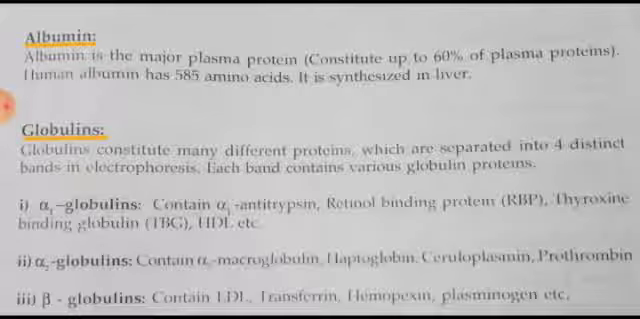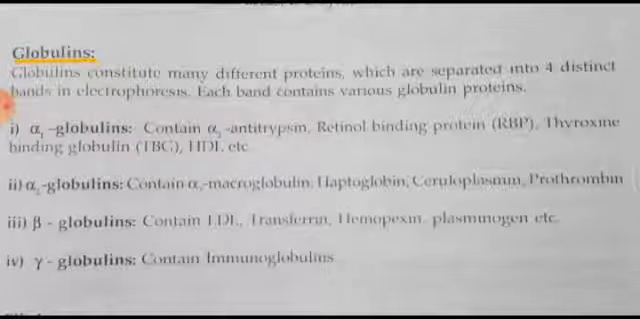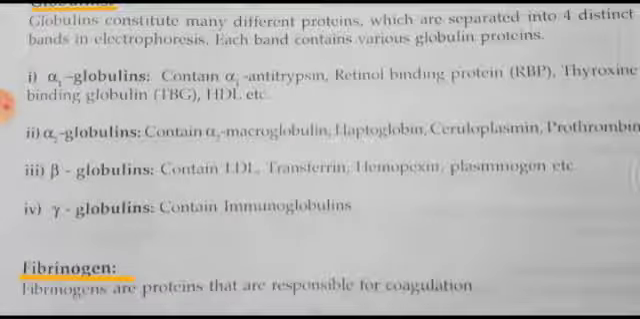Globulins. Globulins constitute many different proteins which are separated into four distinct bands in electrophoresis. Electrophoresis, which we will discuss in detail later, is the movement of charged molecules in an electric field. Each band consists of various globulin proteins, and the globulin fractions are alpha 1 globulin, alpha 2 globulin, beta globulin, and gamma globulin, and examples are listed. This is about globulins.